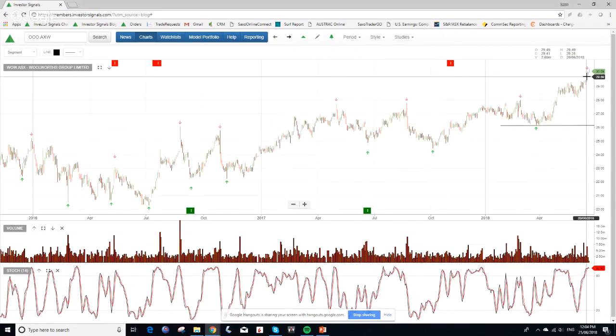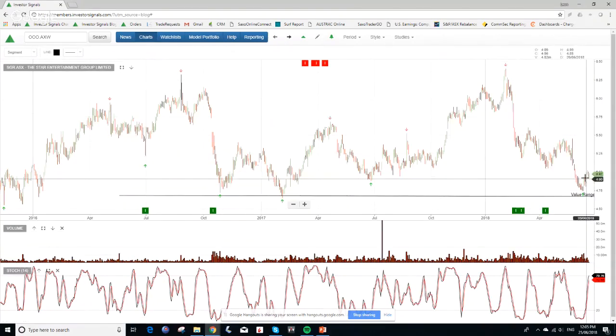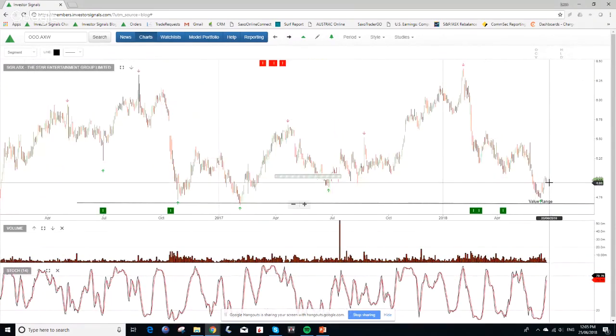Woolworths, we like this, just getting quite expensive. Woolworths now trades at about 23 times earnings on a 3% dividend yield, and that's really at the top end of that valuation range. Star Entertainment, August earnings results should surprise to the upside, looking for Star to move back up into that $5.25, so we add that one onto the list.